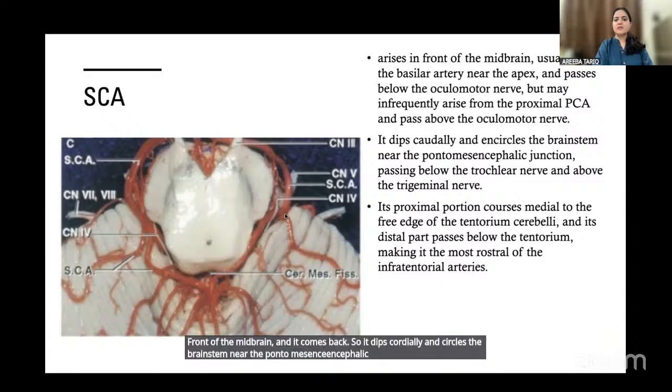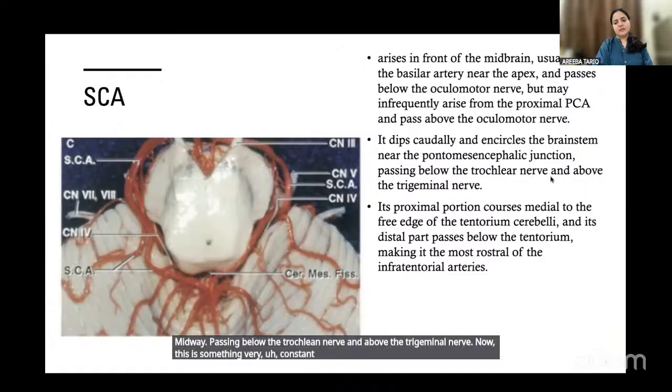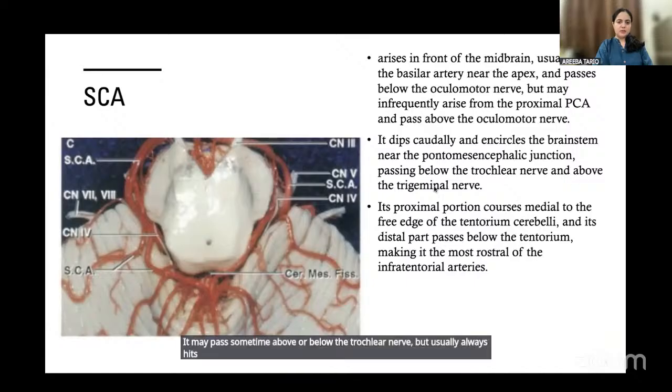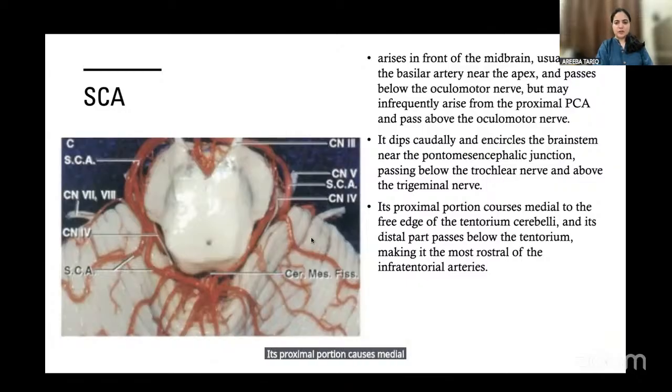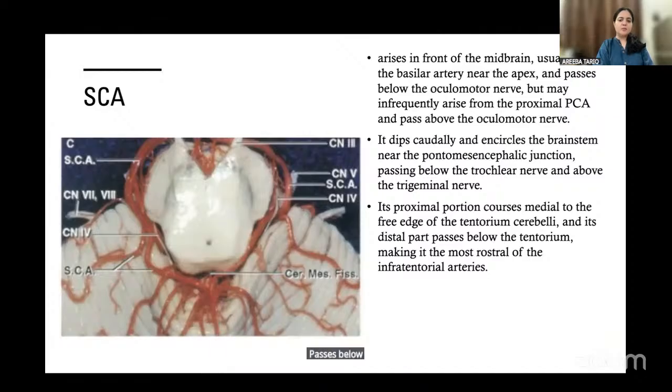What is the pontomesencephalic junction? The junction formed between the pons and midbrain, passing below the trochlear nerve and above the trigeminal nerve. Now, this is something very constant. Usually, SCA always passes above the trigeminal nerve. It may pass sometimes above or below the trochlear nerve, but usually it is always above the trigeminal nerve. However, there are a lot of variations in normal human anatomy. Its proximal portion courses medial to the free edge of the tentorium cerebelli, and its distal part passes below the tentorium, making it the most rostral or the most superior of the infratentorial arteries.